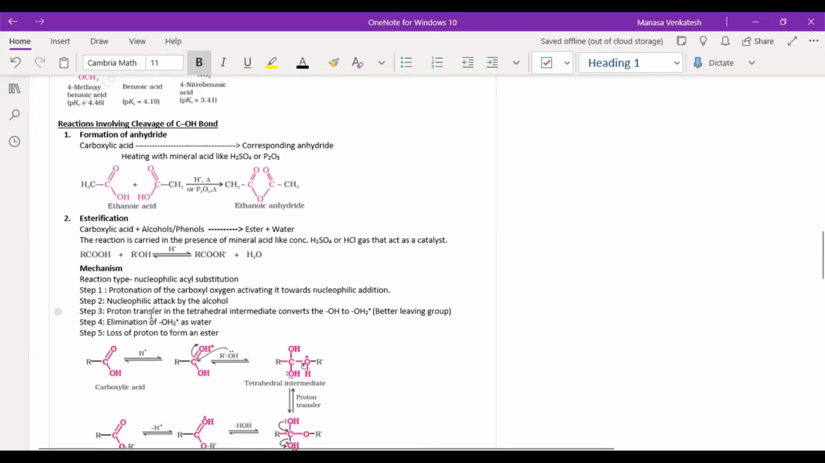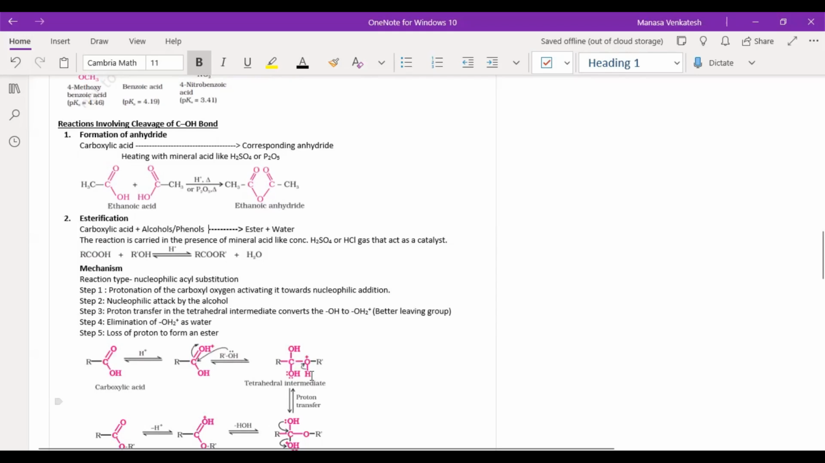The first step is the protonation of the carboxyl oxygen. And what happens is this oxygen is going to get protonated. The reason this is getting protonated is to make sure that it activates it towards the nucleophilic addition reaction. So our OH is going to come attack the carboxyl carbon, and this bond is going to shift upwards. That is the second step. So here you have a nucleophilic attack.